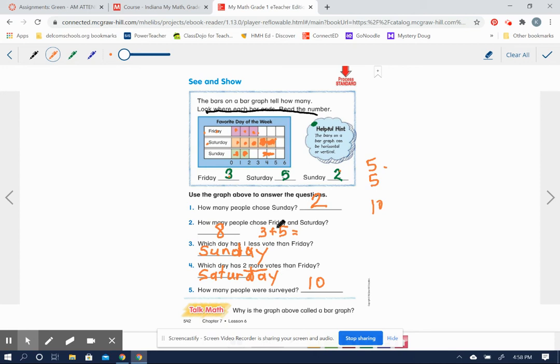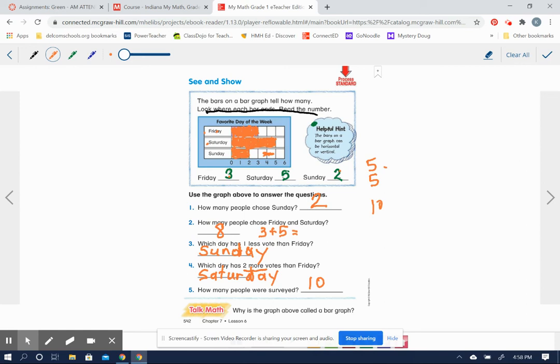Now, down here at the bottom, it says, why is the graph above called a bar graph? Well, if I would be able to erase all of my marks, my dots where I was counting, then we would just have a bar of purple, and we would have a bar of orange, which I guess it's not purple anymore since I colored it, is it? And then Sunday here, a bar. So, yep, it's called a bar graph because the information is shown in bars.